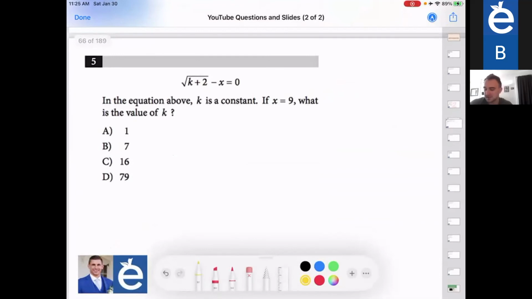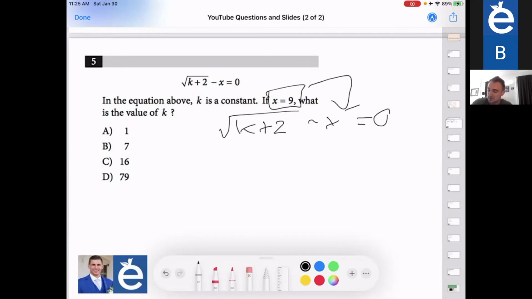So page 66, number 5. It says in the equation above, k is a constant. If x is equal to 9, what is the value of k? So really here, just solving for k. So we have the square root of k plus 2, minus x, is equal to 0. They tell us that x is equal to 9, so might as well plug that in now. The square root of k plus 2 minus 9 is equal to 0.